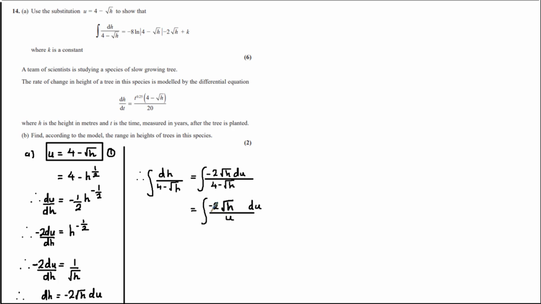Now lastly, we notice we have negative 2 root h in our numerator. Now if we look again at this equation, I hope you can see that you could rearrange this equation to make the square root of h the subject. And this is what you would get. The square root of h is equal to 4 minus u, giving us an expression for the square root of h in terms of u. We can now substitute this for the square root of h to get the integral of negative 2 times 4 minus u over u du. So by using this method, we've managed to convert from h's and dh's to u's and du's.